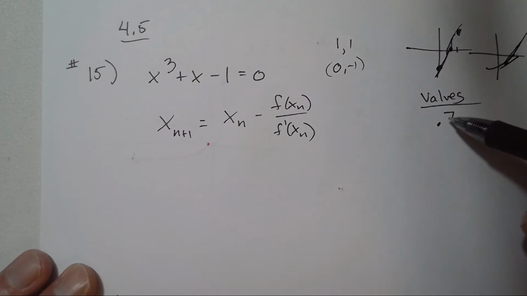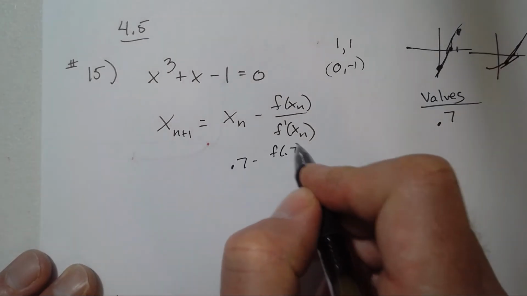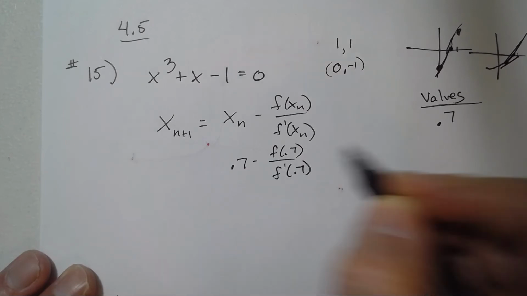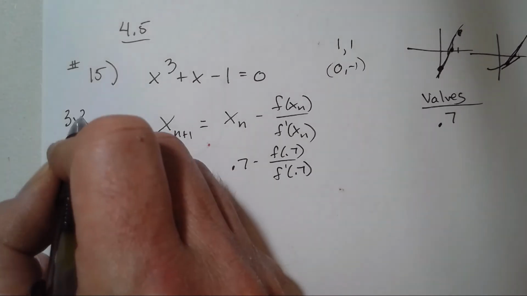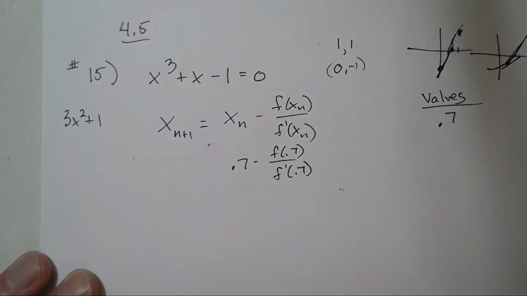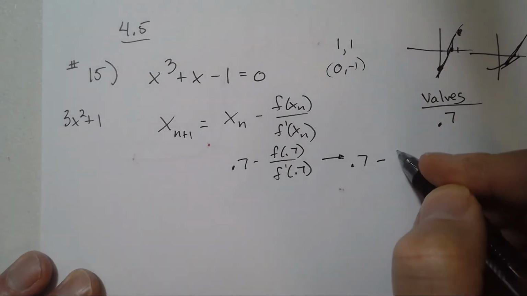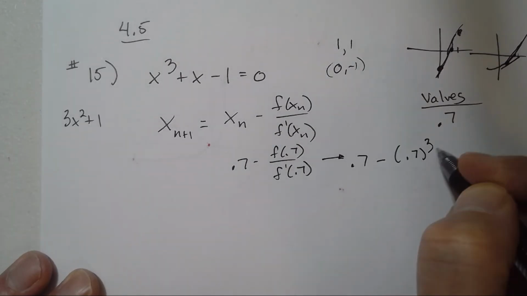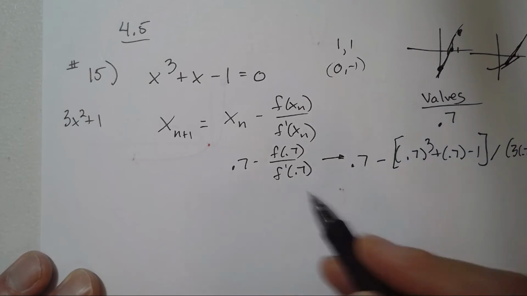We're going to use 0.7, so it's going to be 0.7 minus f of 0.7 divided by f prime of 0.7. So the derivative is 3x squared plus 1. So it's going to be 0.7 minus 0.7 cubed plus 0.7 minus 1, all of that divided by 3 times 0.7 squared plus 1. And that'll give us our next x value.